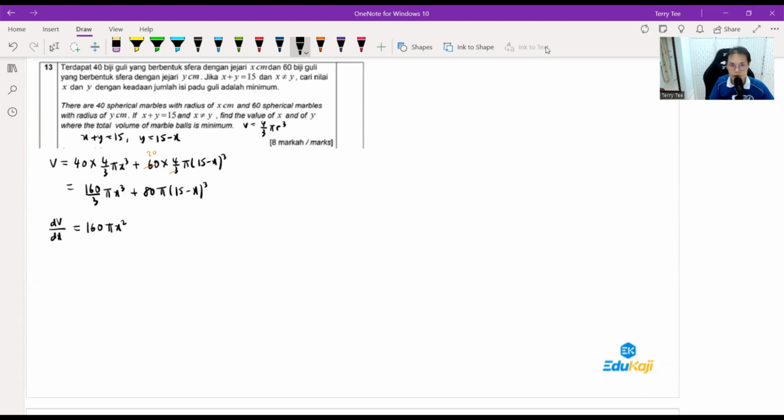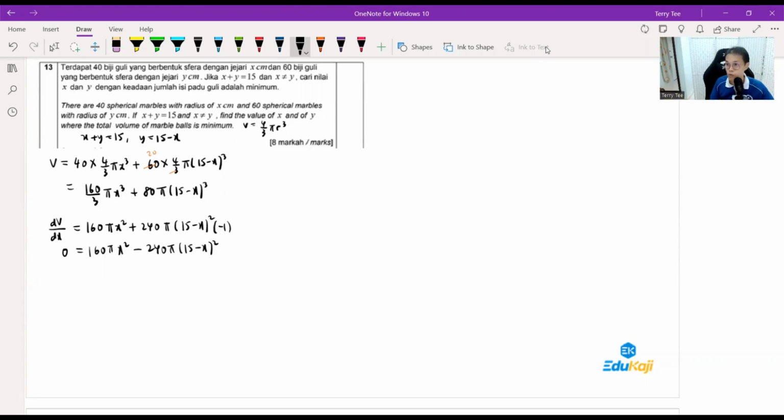Whereas the second one is a composite function. Now you bring the 3 in front. This 3 times 80 is 240 pi (15 minus x). Reduce the power by 1. Let's differentiate inside: negative 1. Remember, whenever you have a bracket, we have to differentiate inside the bracket. So this is 160 pi x squared minus 240 pi (15 minus x) squared. Okay, so we can straight away let dV/dx be 0.